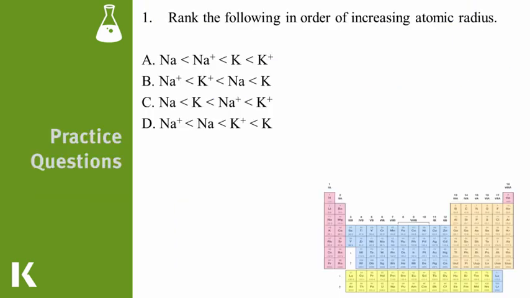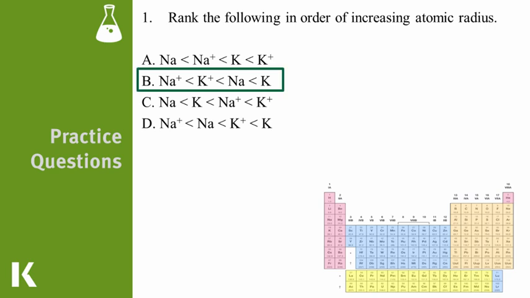Now that we are familiar with the trends and how we can recognize them on the periodic table, let's do some practice questions. This question is testing your knowledge of atomic and ionic radii. Go ahead, use your periodic table cheat sheet to help you with this question.